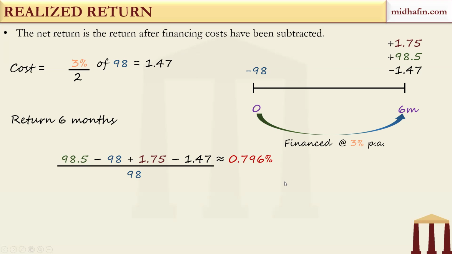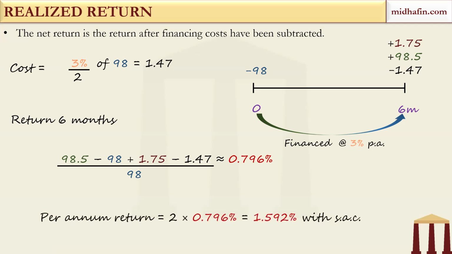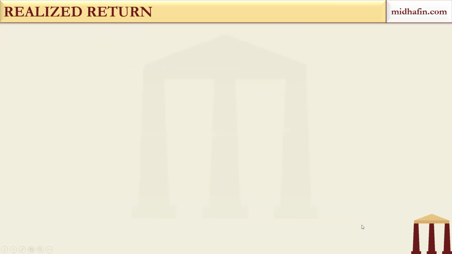You'll get the result. It will be something like 1.59, 1.58, something like that. Per annum, it will be 1.59. Yeah, 1.592% with semi-annual compounding. Next, let us see the second example that we took, where the holding period was 1 year.